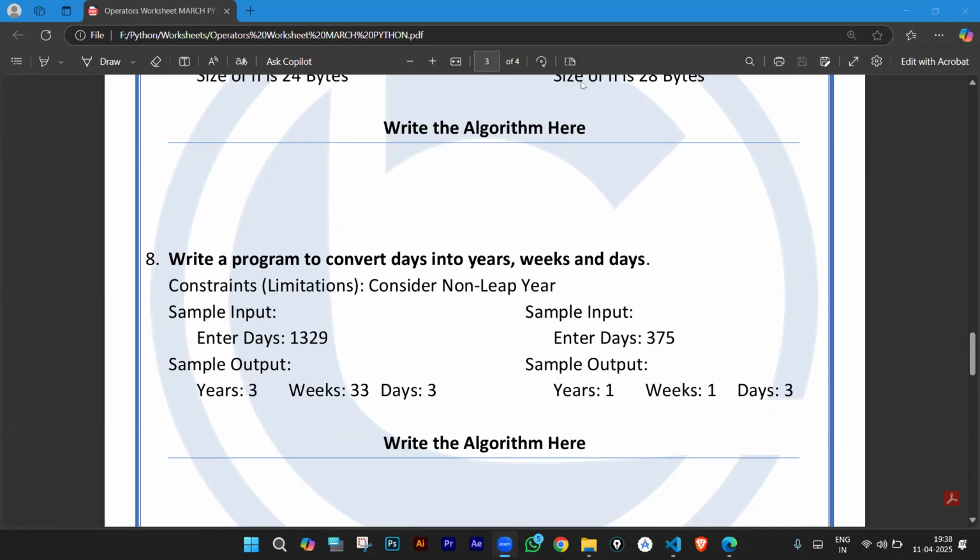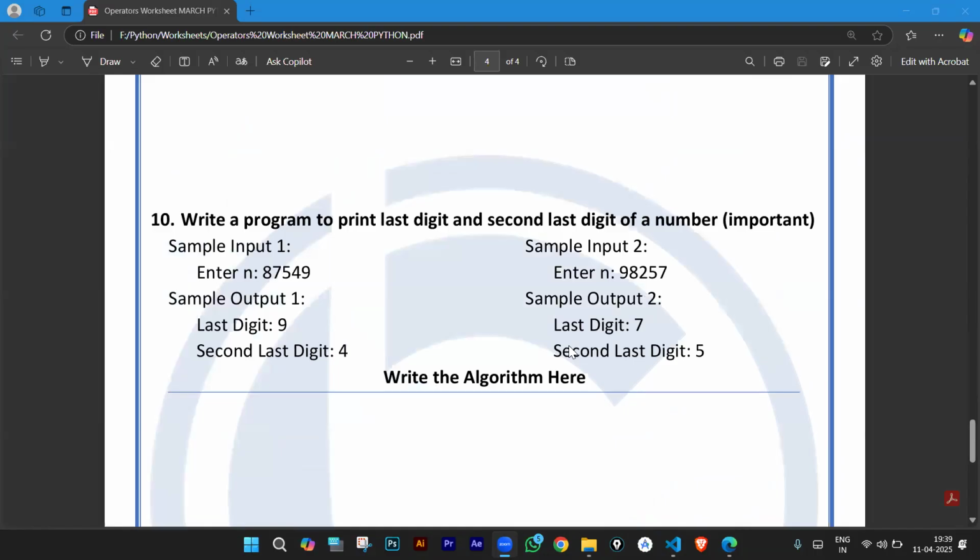So that's it about operator questions. I hope you understood this. Any doubt up to this point? We are done with operators. We are clear? Any doubts? You want me to discuss anything again?